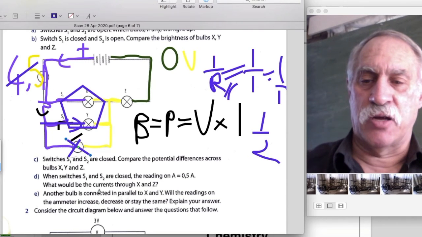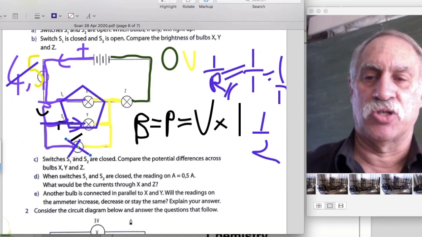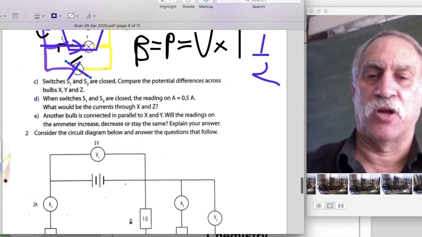Okay, now number 2. Consider the circuit diagram below and answer the questions that follow.